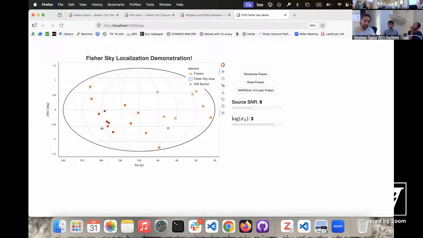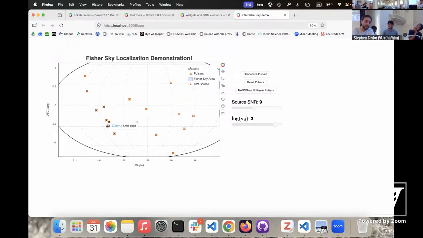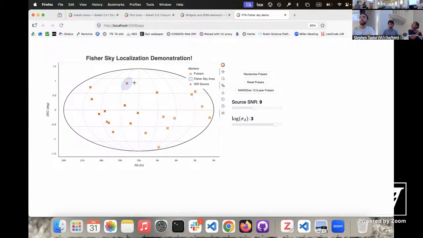You can add in, okay, this is a good demonstration actually. We can see that if the source is around a lot of the pulsars, the localization gets a lot better, right? But if you move it somewhere where there aren't any pulsars, localization is a lot worse. We see the scaling with the signal to noise ratio. And this little slider is the uncertainty on your pulsar distance.